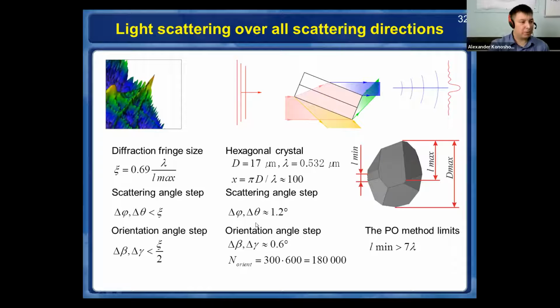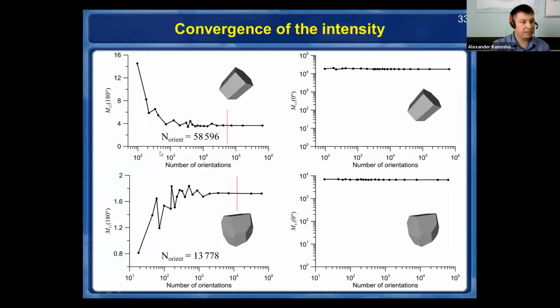For example, like this, for a size parameter of 100, you have to use about 200,000 orientations of the particle to receive the solution. You can't use any exact methods, because the exact methods take hours to receive just one orientation, but you need thousands of orientations. So only the physical optics method can provide this solution. And this is the convergence of the iteration process over the orientations here. And we see that the solution is converged with our estimations.